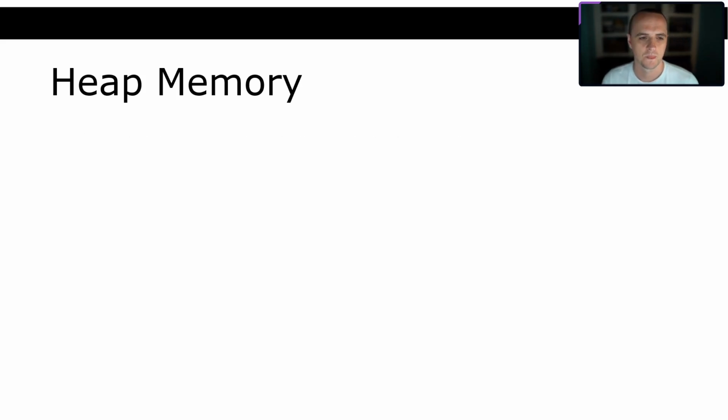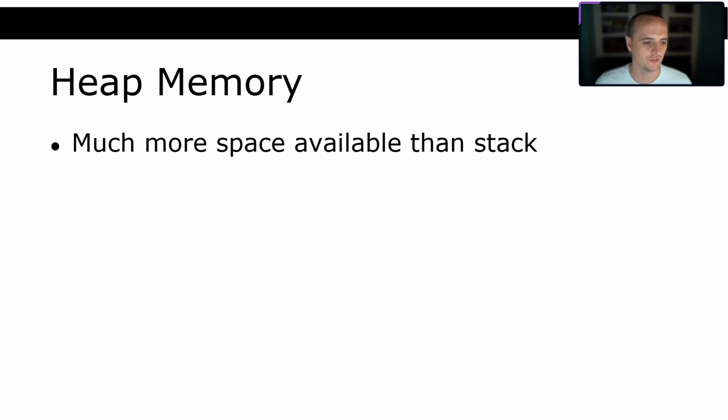Heap memory. So heap memory, first of all, there's much more heap memory available to you in your program than on the stack. For all intents and purposes, well, okay, it's a little bit different for 32-bit programs running on 64-bit operating systems and stuff like that. But however much RAM you have is how much heap memory you have available to you. So that's pretty much the rule there.